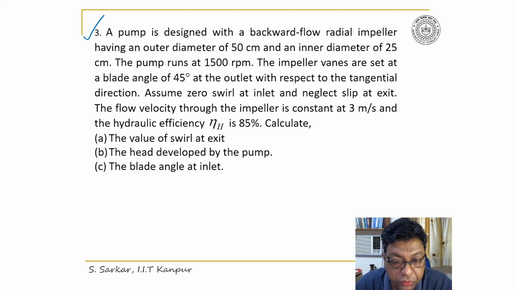The flow velocity through the impeller is constant at 3 meters per second. The hydraulic efficiency is 85%. Calculate the value of swirl at exit, the head developed by the pump, and the blade angle at inlet.